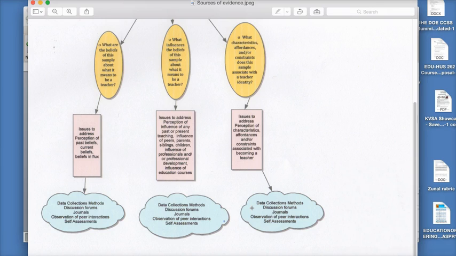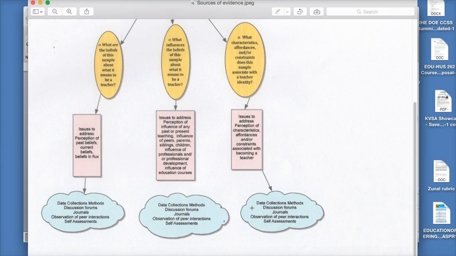I'm using discussion forums for my online course. I'm using the journals that students wrote for that course. I'm using my observation of peer interactions, so my notes and so forth of how students worked with one another, and then their self-assessments.